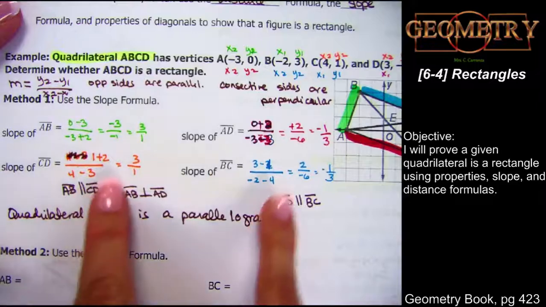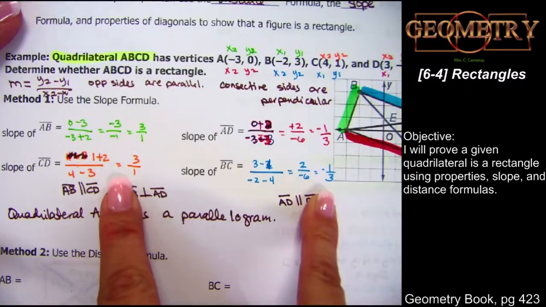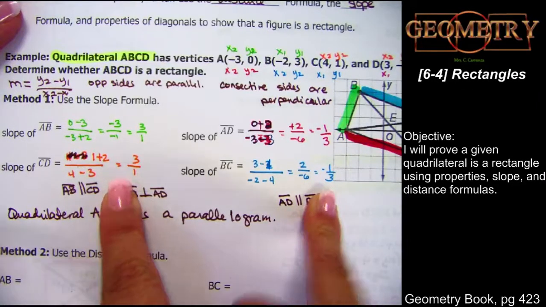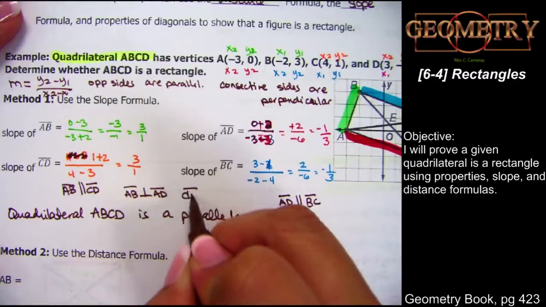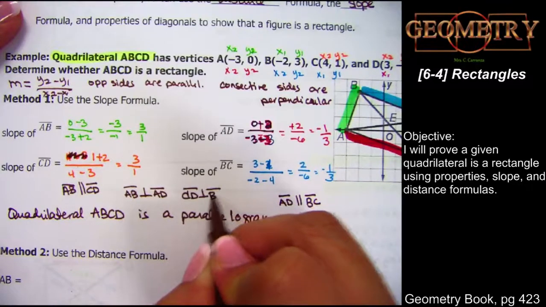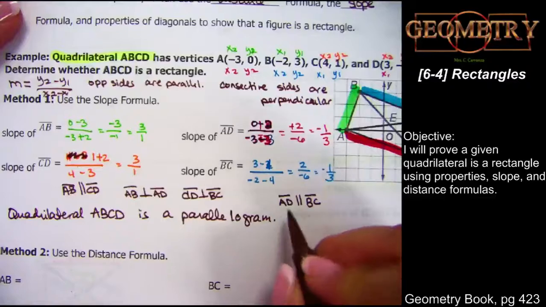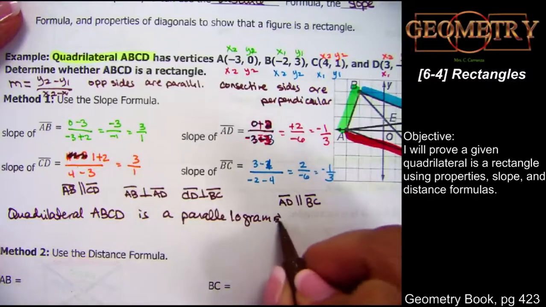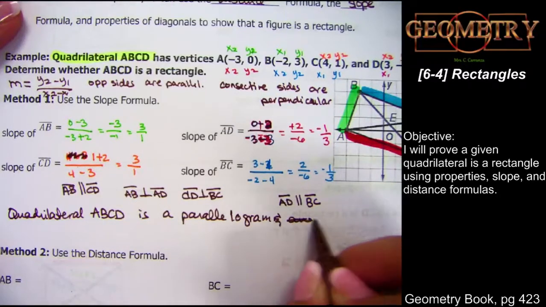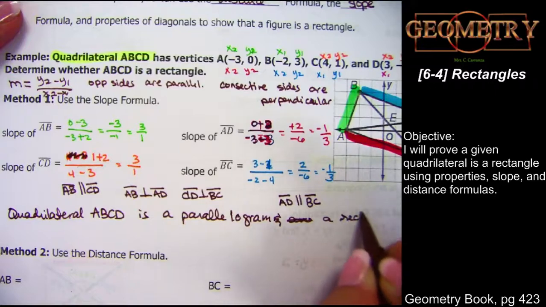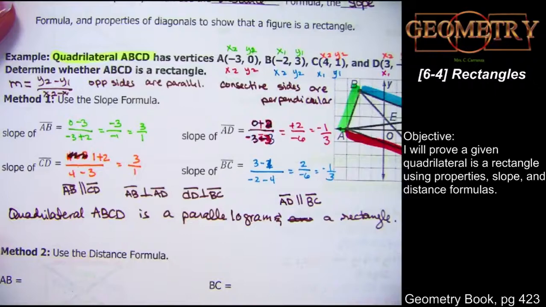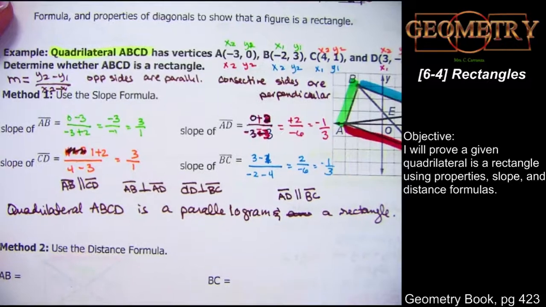Is that true of CD and BC? Yes. And so line segment CD is perpendicular to line segment BC. And so it is also a rectangle. Feeling okay with this one? Good. Now we're going to use the distance formula.